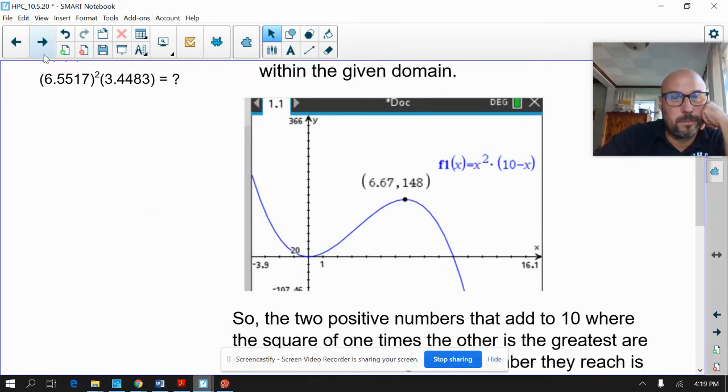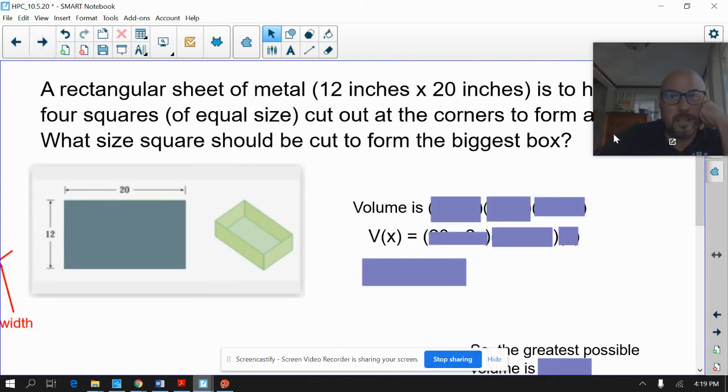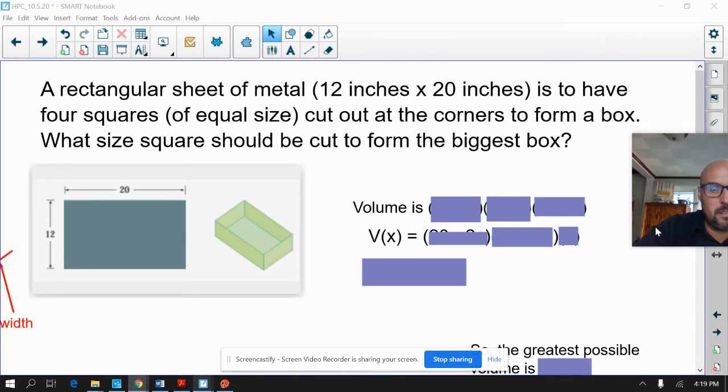One more. This is a classic problem for our class. You're going to see this. I can practically guarantee it's going to be on the test. So it's almost cheating that you're seeing this right now.